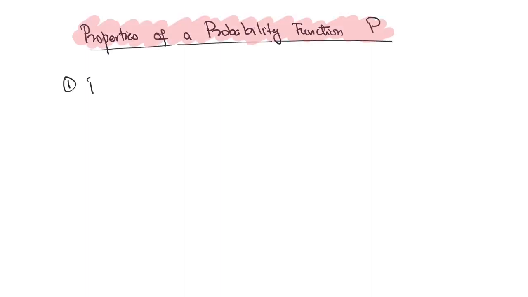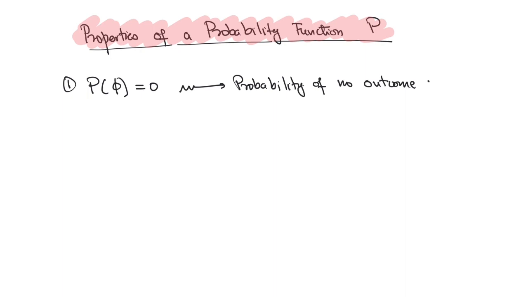Using the axioms of the probability function, we could derive some properties of such a function. The first property is that the probability of the empty set, or the probability of not having an outcome, is going to be 0.